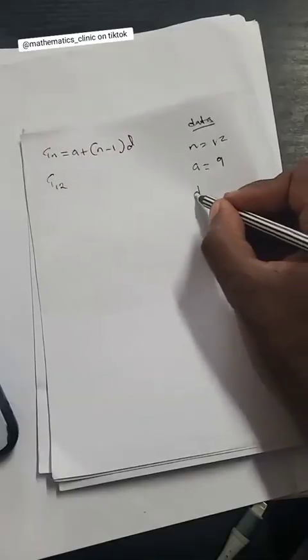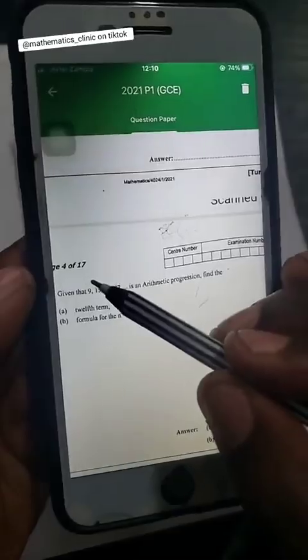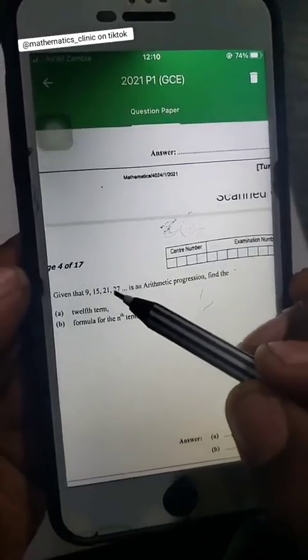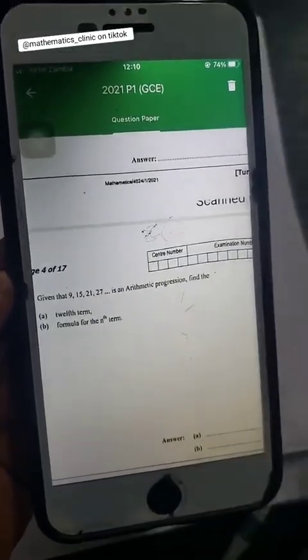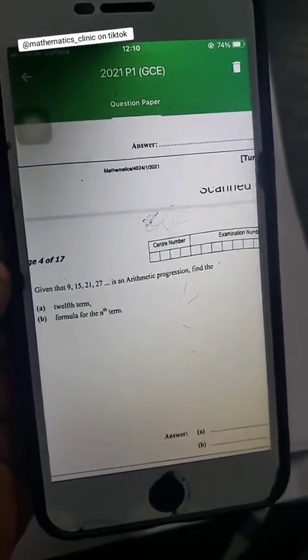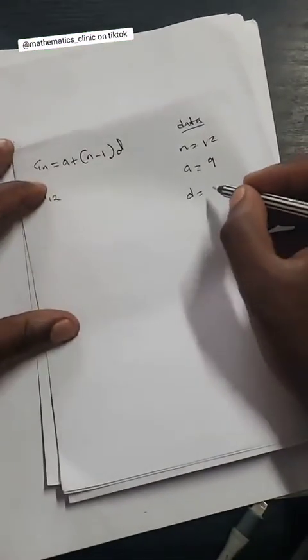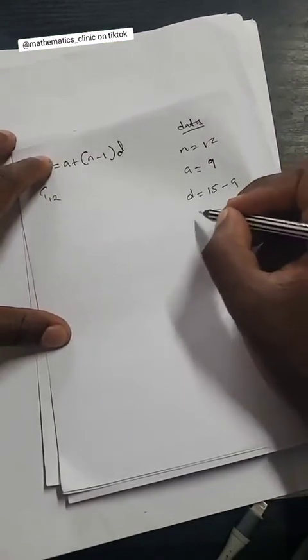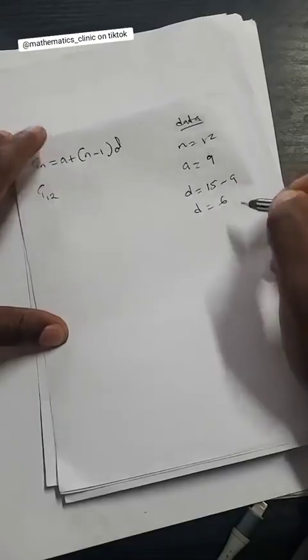Then what is our common difference, which is d? You find the common difference by saying second term minus first term, or fourth term minus third term. So we can easily say 15 minus 9. So d is equal to 6.